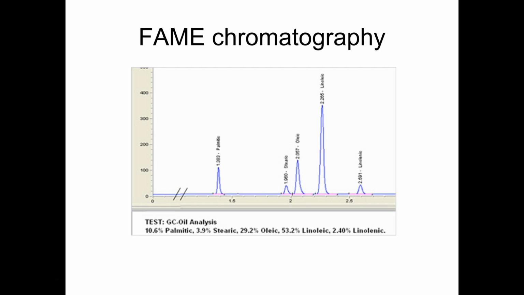Okay, so for instance, this first peak here, that is palmitic acid, a type of fatty acid. The second peak is stearic acid. The third peak is oleic acid. The fourth one is linoleic. And the last one is linolenic. So let's say this organism had these 5 different fats in its cell. Okay, that can make it distinct.